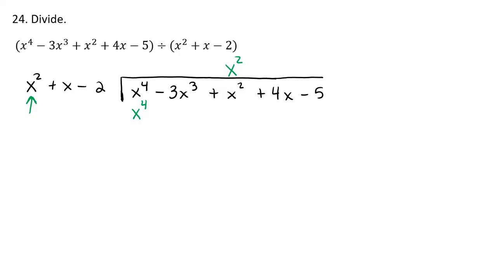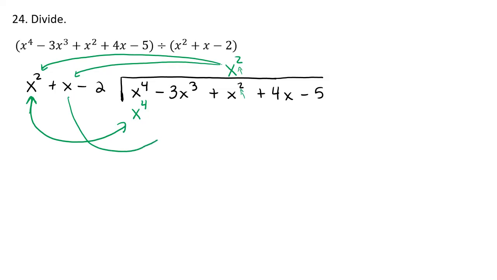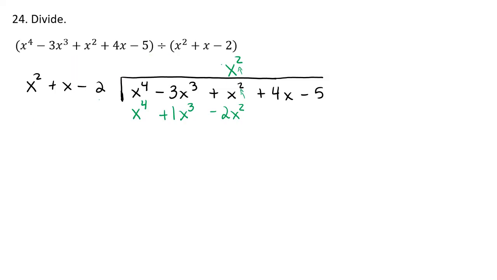Now notice how I lined up the degrees here. We want that to line up perfectly. That's going to help us stay organized. So x squared times x squared gives me x to the fourth. But since I have 2 other terms, I have to multiply that x squared by each one of them. So x squared times x gives me 1x to the third. Then x squared times negative 2 gives me negative 2x squared. There was nothing else to multiply by, I did all 3 terms. So now I move on to our next step.